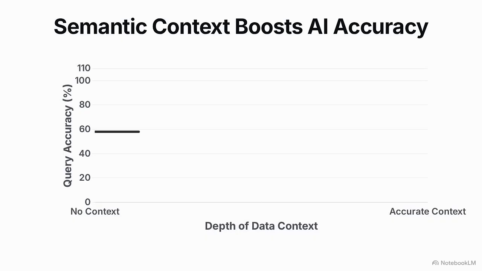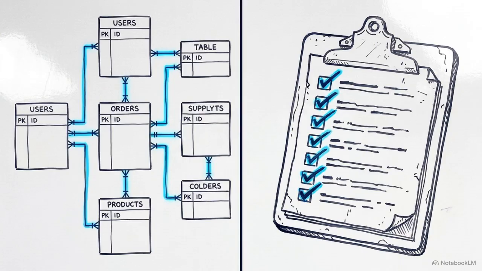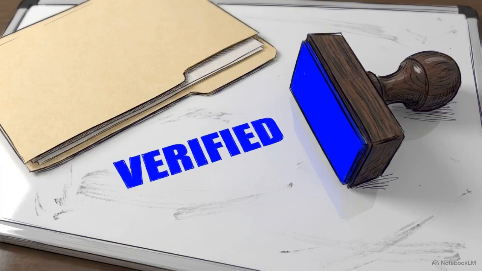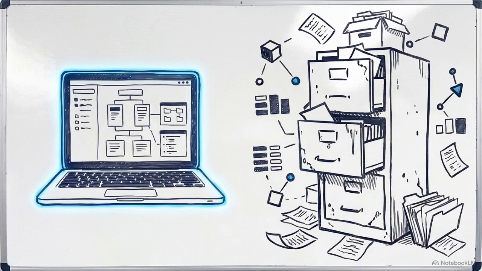According to Tiger Data, when AI queries a database without semantic context, its accuracy hovers around 58%. By providing accurate data context, that accuracy jumps to 86%. Your data models and landscape assessments specify exactly what information your system needs, and they prove whether that data actually exists in a usable form. They answer the only question that matters right now. Is the data context real, or is it aspirational?